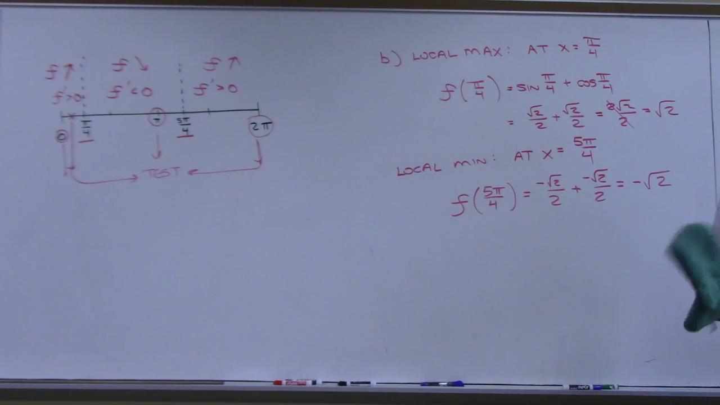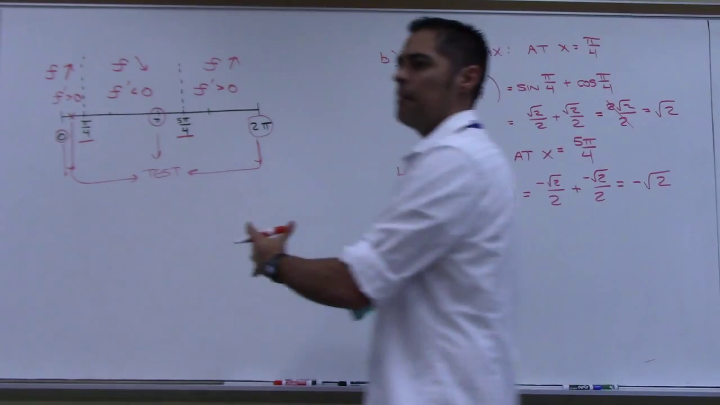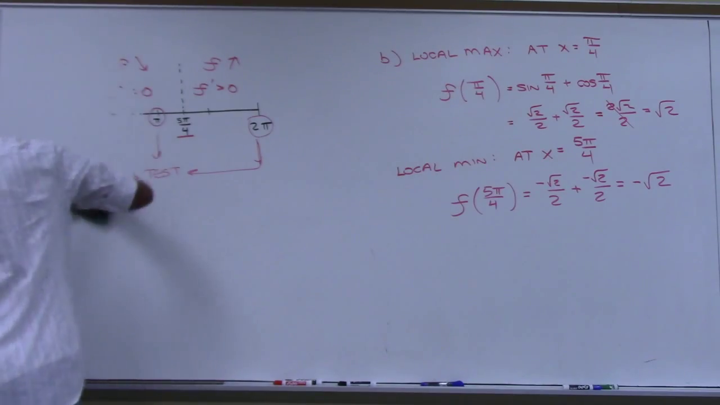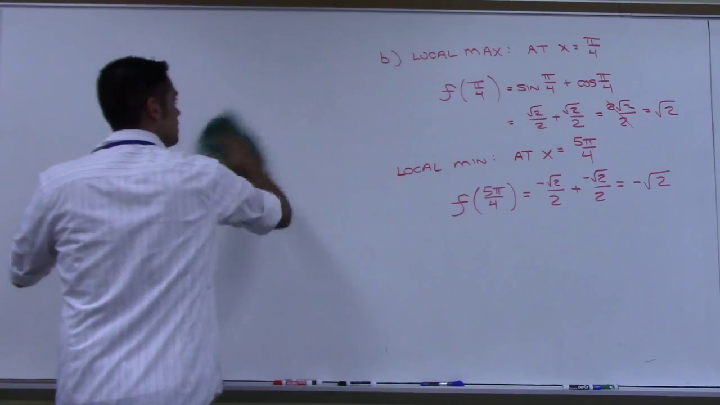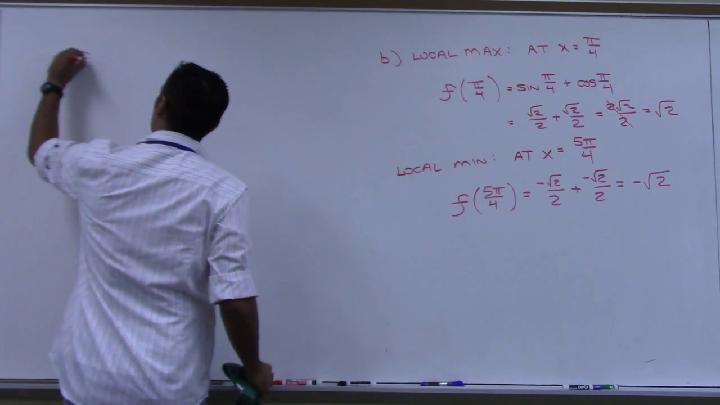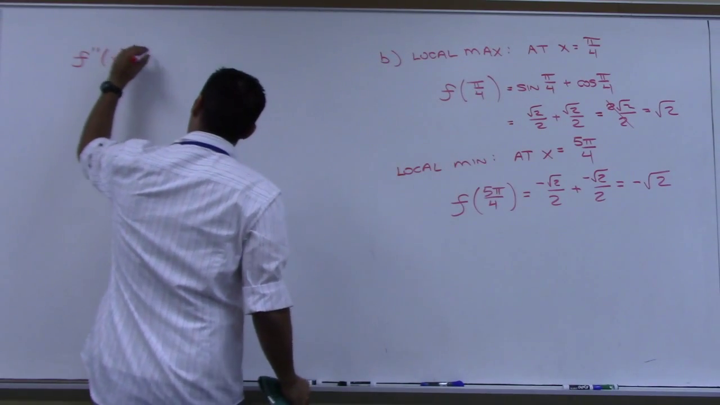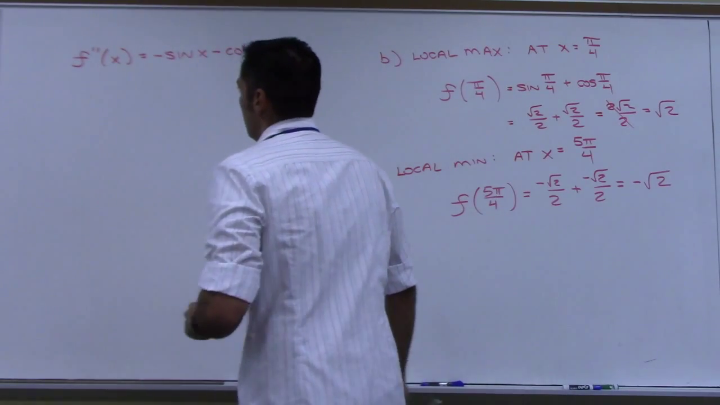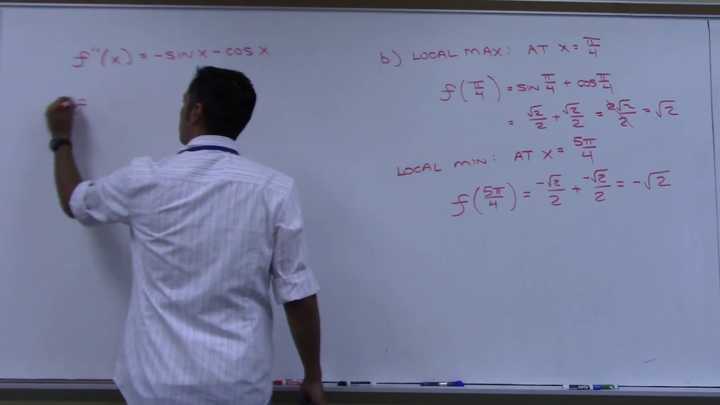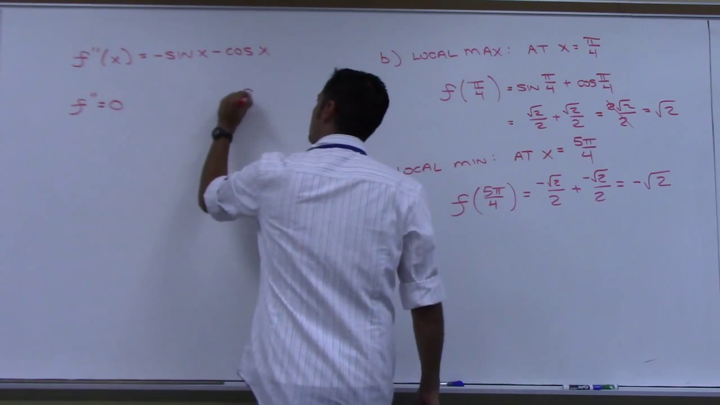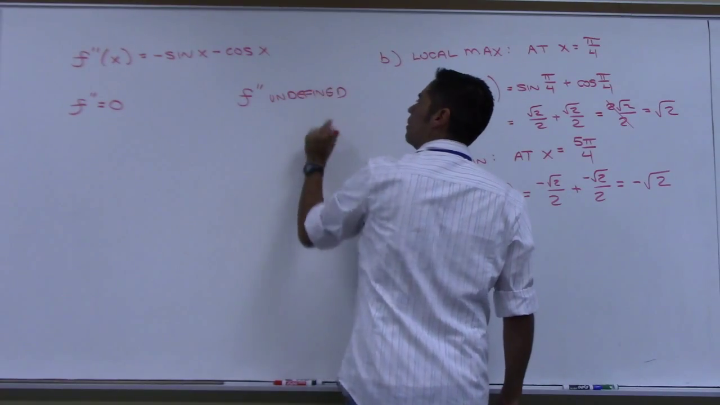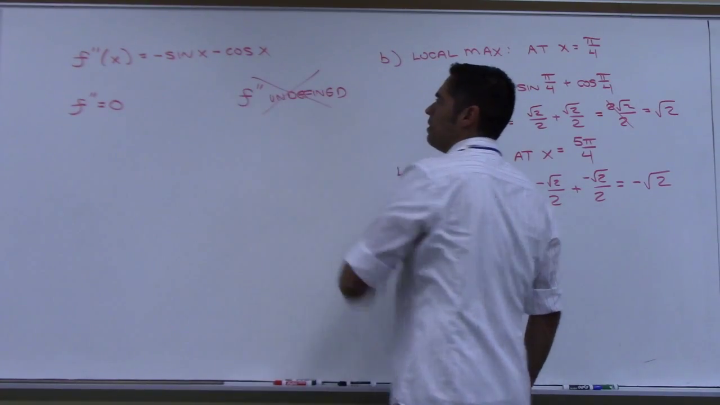All right, we also need to figure out where the function is concave up and concave down. So now we're going to do the same exact process with the second derivative. So let's take a look at the second derivative, which I erased. But I can, it's negative sine x minus cosine x. And so I want to know where the second derivative is 0 and where the second derivative is undefined. How about the undefined? Not going to happen, right? Nice trig functions there.